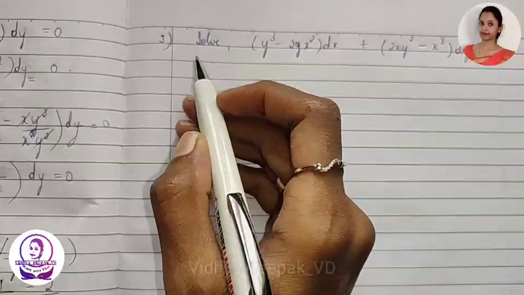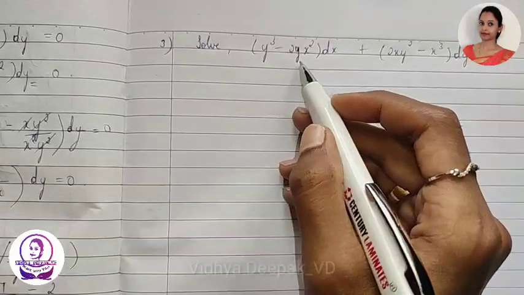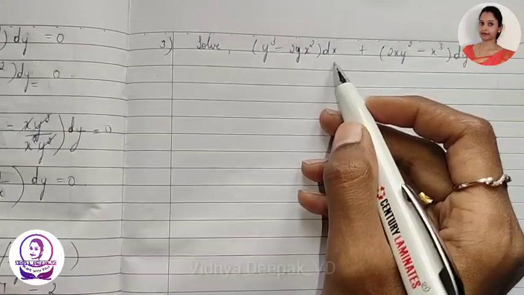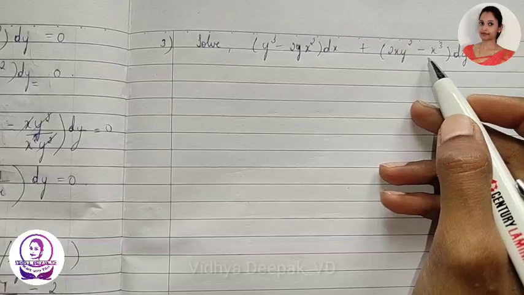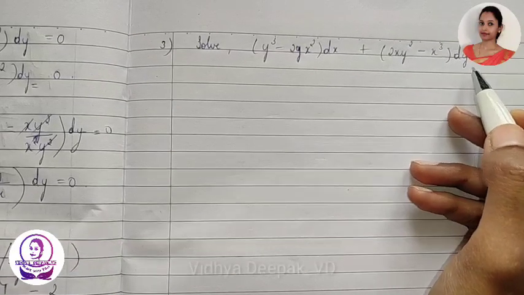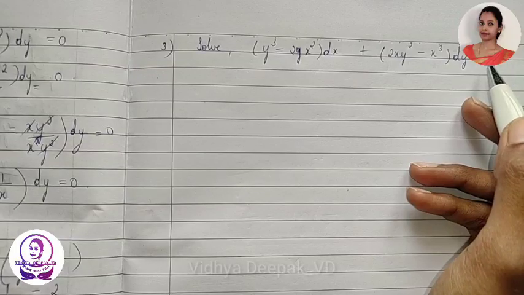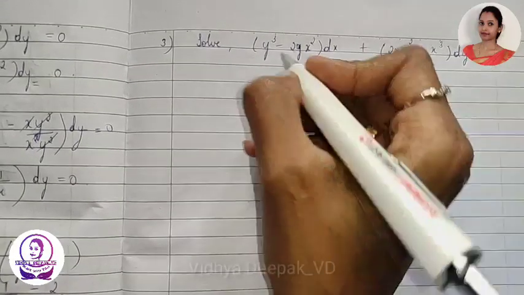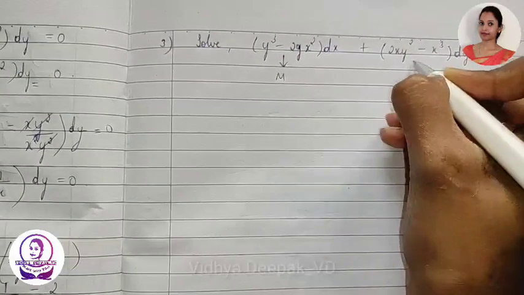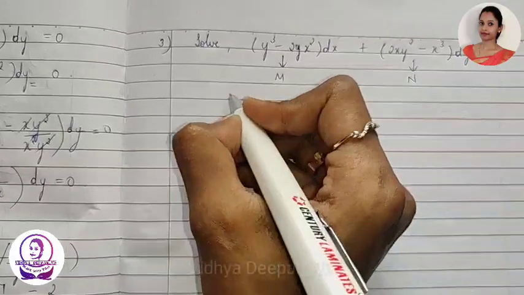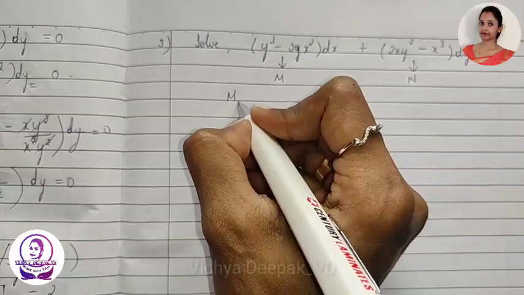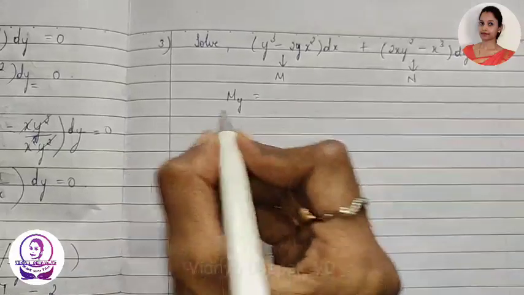We'll get into our next question. Solve (y³ - 2yx²) dx + (2xy² - x³) dy = 0. So here we know that this is our M and this is our N. So what we have to do first? ∂M/∂y first, right? What is ∂M/∂y?